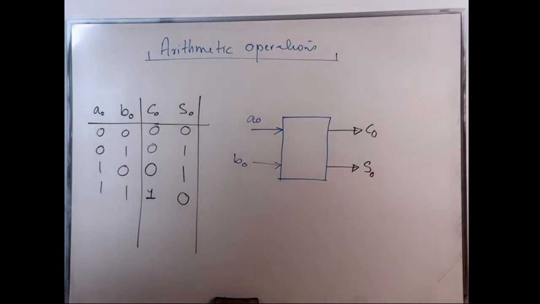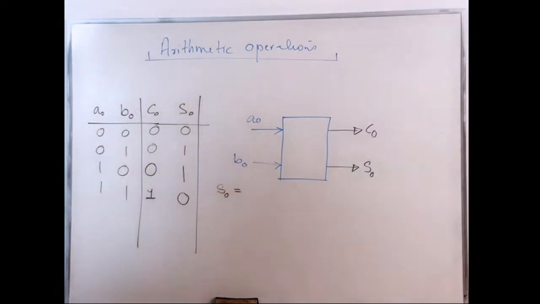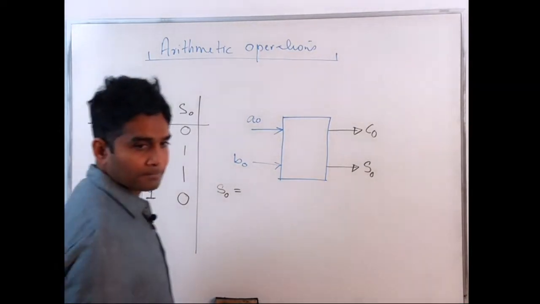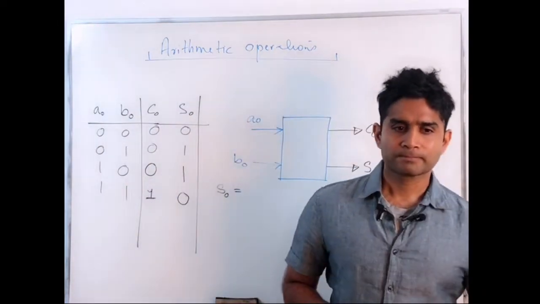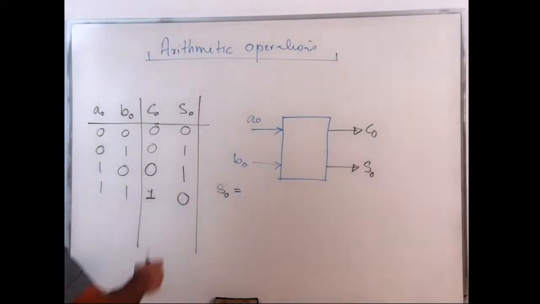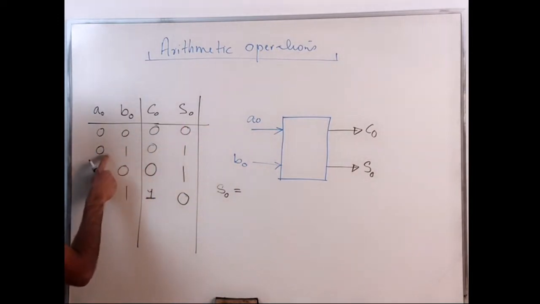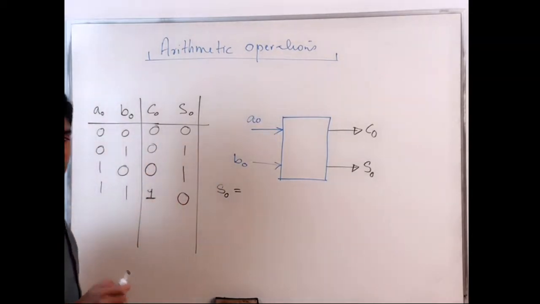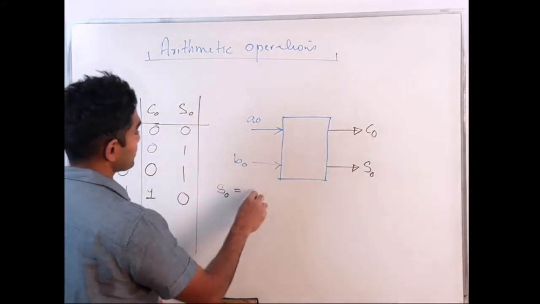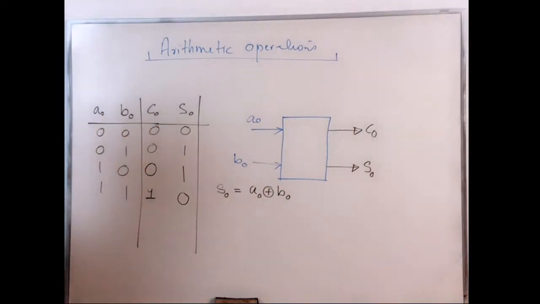Now from this truth table, can we get what my S0 should be? What should be my S0 from this truth table? You can see that S0 is 1 when A0 is 0, B0 is 1, or when my A0 is 1, B0 is 0. So that basically corresponds to the XOR operation, right? That's an XOR between A0 and B0. My S0 is simply A0 XOR B0.